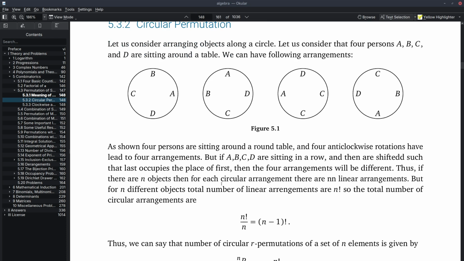If there are n objects, then for each circular arrangement, there are n linear arrangements. This is a typing mistake, it should be a single n. But if n different objects are there, the total number of linear arrangements is n factorial. So the total number of circular arrangements is n factorial by n. So the value is (n minus 1) factorial. So for each circular arrangement, there are n linear arrangements.